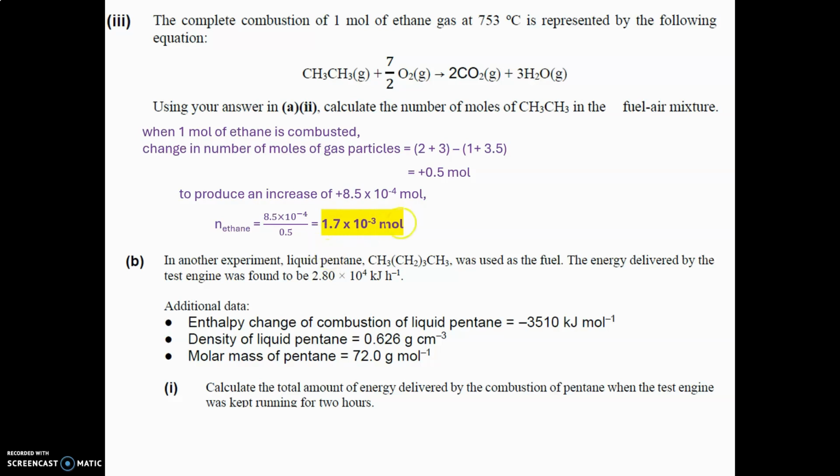Part B, this time we are burning pentane, and we note that the energy delivered by the test engine is this in this unit per hour. So to calculate the amount of energy would just be this multiplied by 2 since we are looking for 2 hours. So the energy delivered will be 5.6 times 10 to the power of 4 kilojoules.